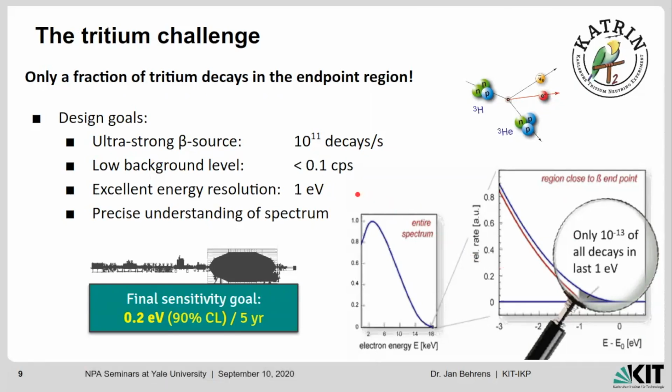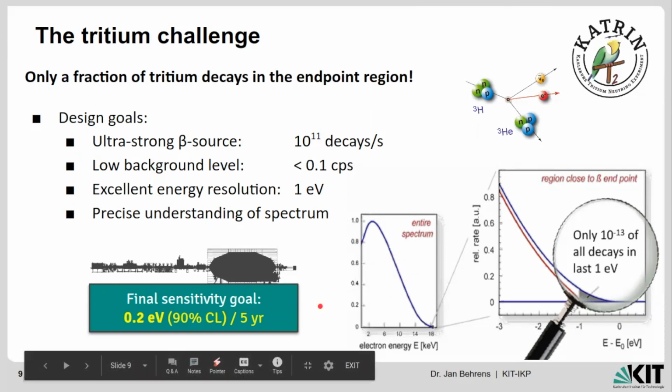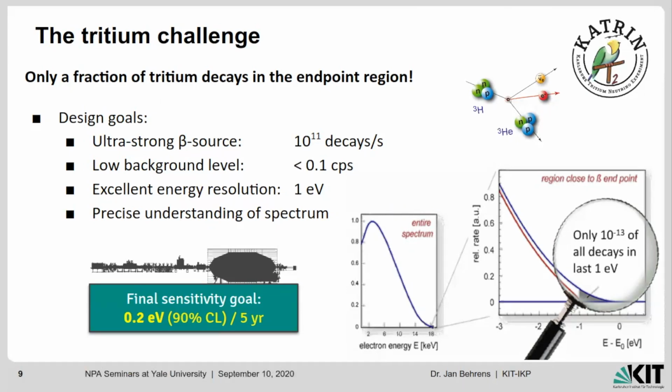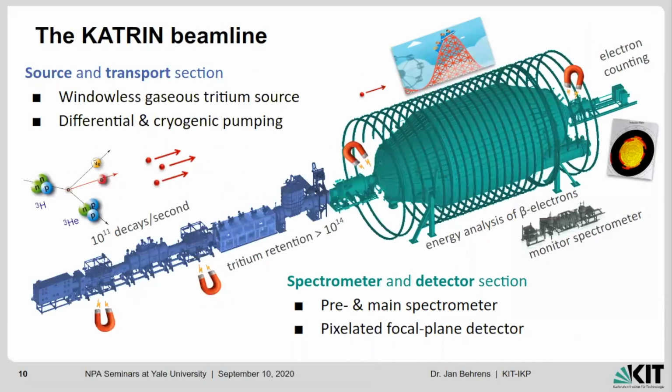So we need an energy resolution of about 1 eV and a precise understanding of the spectrum that goes into our fit. And the final sensitivity goal of KATRIN is 0.2 eV after 5 years of measurement time, which is equivalent to 3 years of data. And we are slowly getting there. We have now a few runs, but I will come back to that later and first give you a quick overview of the KATRIN beamline.